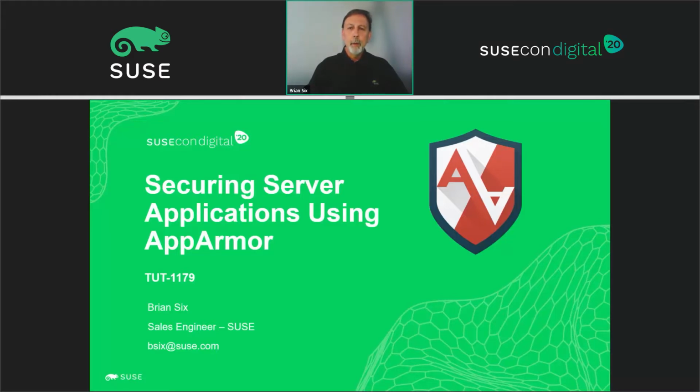AppArmor is included with many distributions, including SUSE Linux Enterprise Server and our sister community products, openSUSE Leap and openSUSE Tumbleweed, but many other distributions include AppArmor as well. And the goal for AppArmor is to help administrators provide a secure operating environment for their servers and their applications. And the key here is that we're targeting application level security and not just general firewall security.